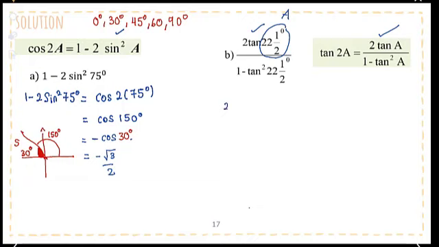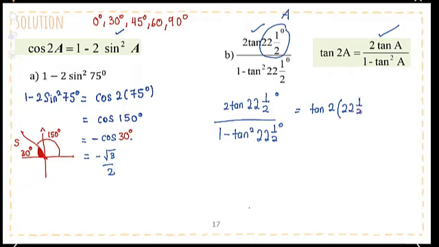Okay, students. So I'm going to write this as 2 tangent 22 and a half degree divided by 1 minus tangent square 22 and a half degree equals tangent 2A. So A is 22 and a half degree. Multiplying 2 by 22 and a half gives us tangent 45, and tangent 45 is 1. Okay, students, are you following?